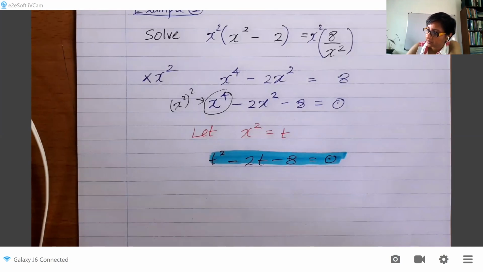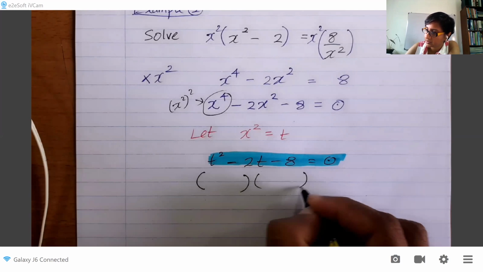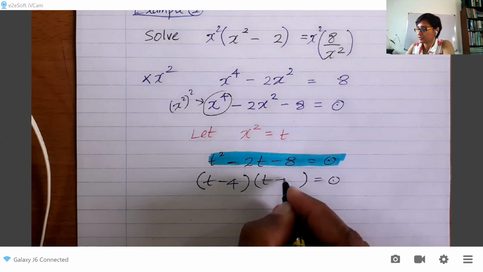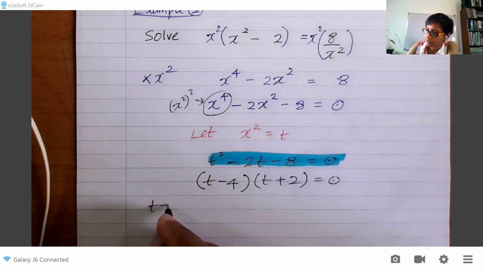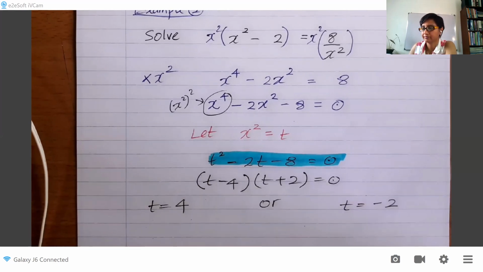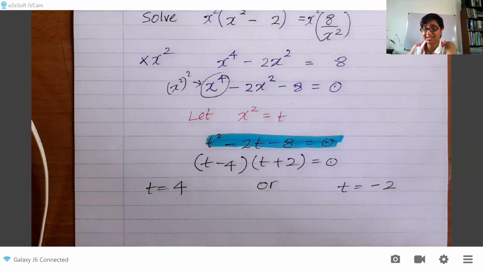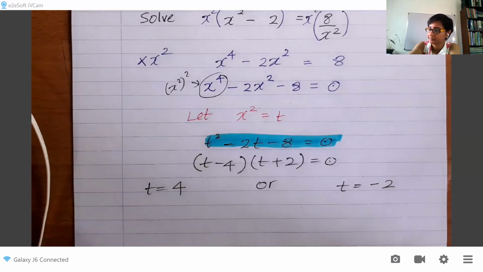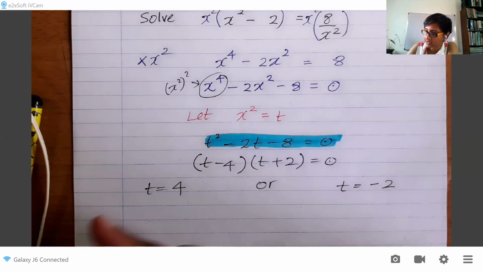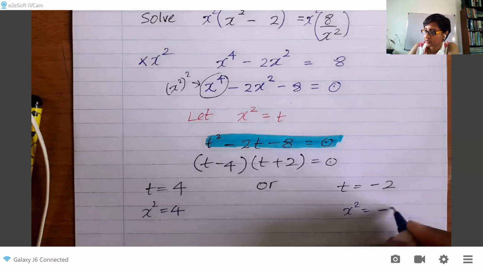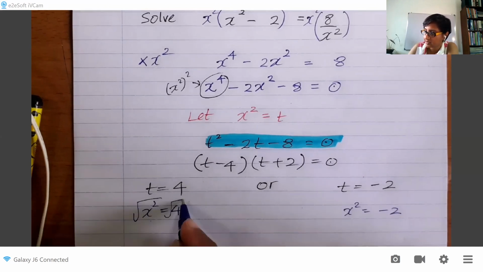So, minus 4 plus 2, right? So you get t equals 4 or t equals minus 2. So I solved for t, but t is something that I used. What is t? t is x squared. Bring your x squared back. This t is nothing but the x squared. So I have x squared equals 4 or x squared equals minus 2. Let's square root. x is plus or minus 2.